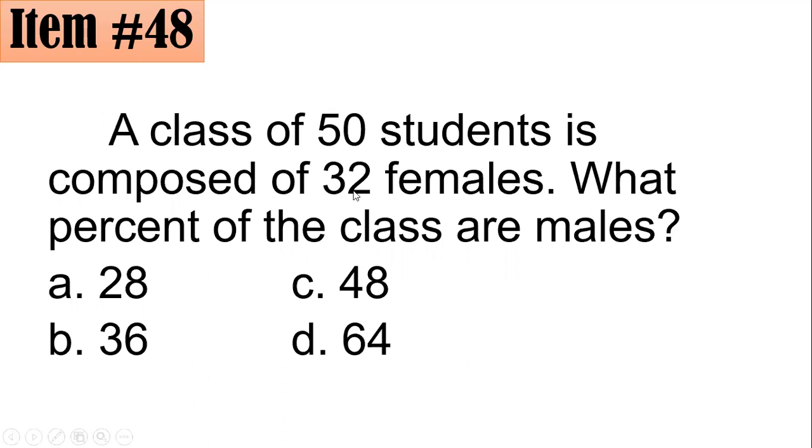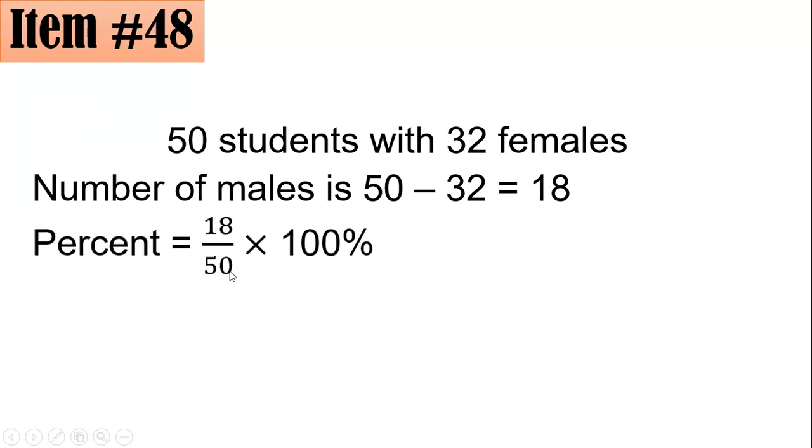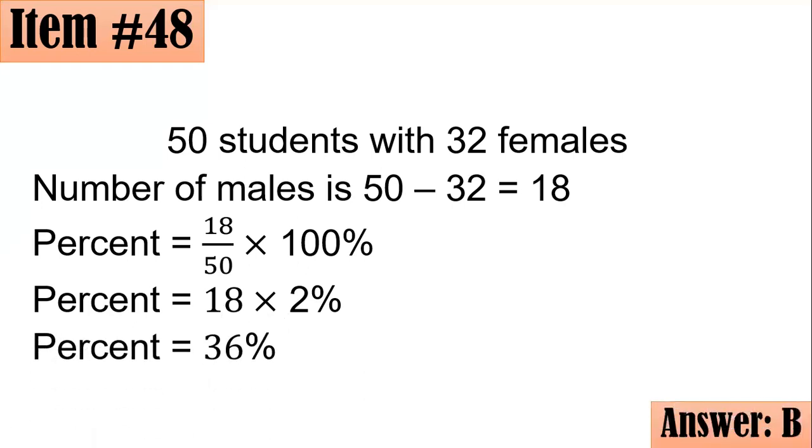So if there are 32 females out of the 50 students, it is understood then that there are 50 minus 32 or 18 males. And we need to convert this to percent. Our answer should be in percent. So 18 is what percent of 50? To do that, we will divide 18 by the total, which is 50, but we have to multiply it by 100% so that the answer will be in terms of percent. And 100% divided by 50 will be 2%. And multiplying 18 times 2% gives us 36%, letter D.